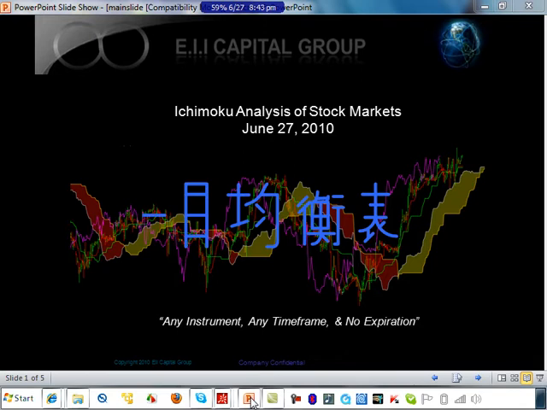Today is June 27, 2010, and this is the Ichimoku analysis for the US stock markets.